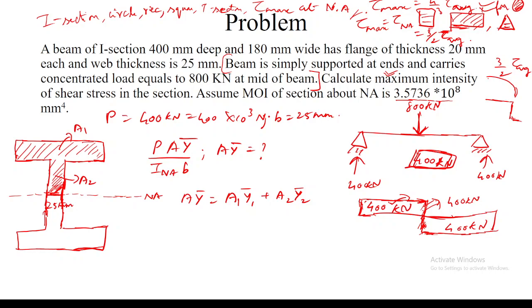Yeah. So you have to find the A Y bar of this whole shaded region. In order to find this, we are splitting this whole single hatched area into two separate areas. This one is the area of the flange and this is the area of the web. Then I will find the centroid of A1 from the neutral axis, and this is Y1 bar. And again I will find the centroid of this web from the neutral axis, and I will name it Y2 bar. And that is equal to A into Y bar. So can you say what is the value of A into Y bar now?